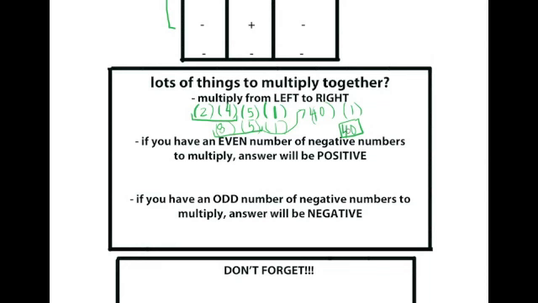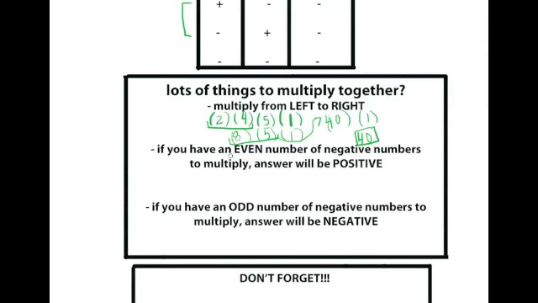Here's just a quick thing to help you out. The signs usually are what get people confused sometimes, so this is just a quick tip. Let's say you have lots and lots of things to multiply together, and you're just trying to decide what sign the answer is going to look like. If you have an even number of negative numbers, so what's an even number again? An even number would be something like 2, 4, 6, 8. Remember your even numbers? So if you have an even number of negative numbers that you're multiplying together, the answer will always be positive.